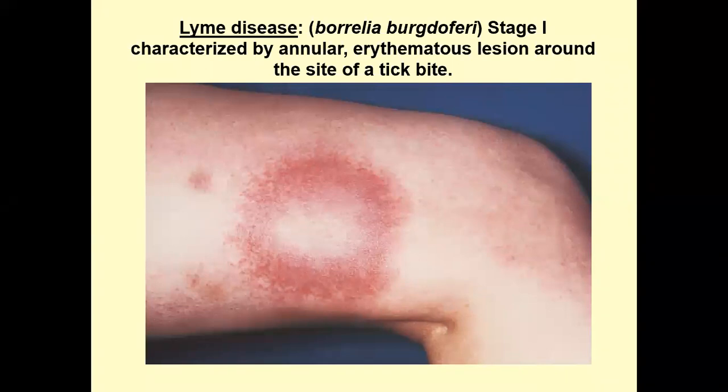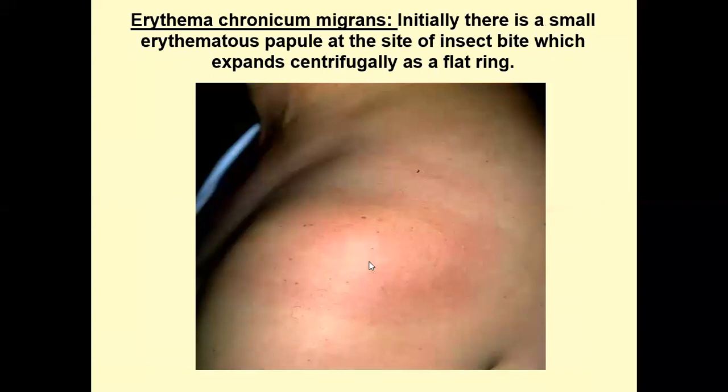Then comes Lyme disease or Borrelia burgdorferi. Stage 1, which is erythema annulare, which is erythema chronicum migrans. It is an annular erythematous lesion around the tick bite. And on close inspection in the center of this annular erythema, you can find an area of the tick bite.